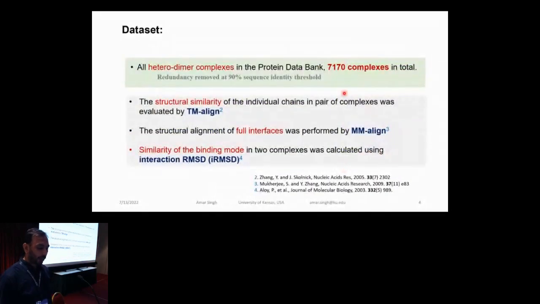We have about 7,000 complexes in total, and we do the pairwise comparisons. For structural similarity of the individual chains, we evaluate using TM-align, and the interface of these interactions we evaluate using MM-align. Now, one protein can bind anywhere on the receptor surface. So how do we measure whether they bind on the same binding site? To measure the binding mode of the binding site, we measure the interaction RMSD.